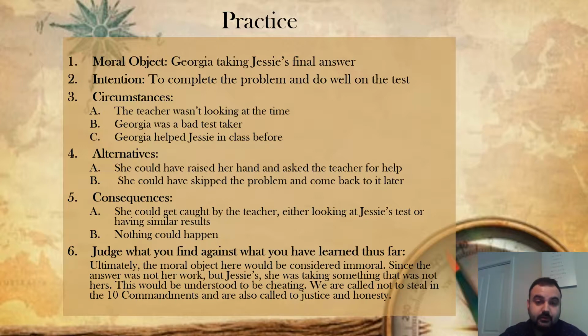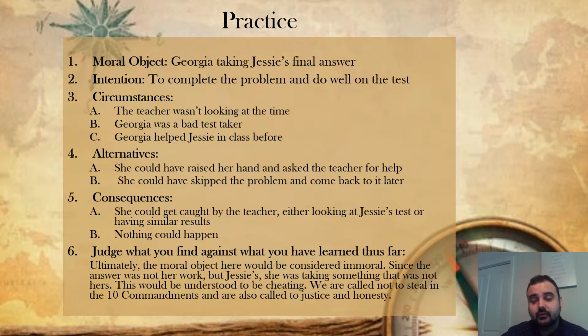All right, pretty simple. Circumstances. So what are at least 3 circumstances? So at that moment, the teacher wasn't looking. So Georgia was talking about how she's a bad test taker and how she's helped Jessie before in class. Excuse me. What are some possible alternatives?